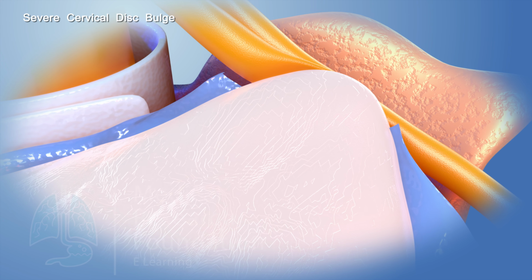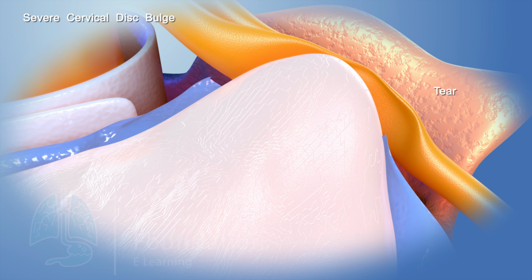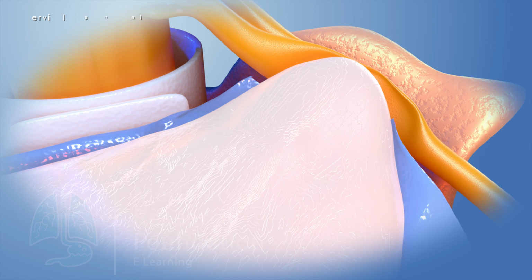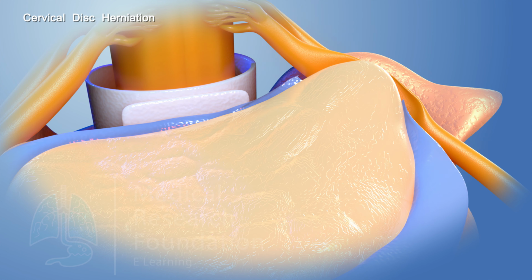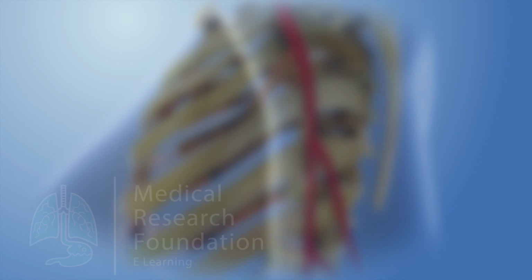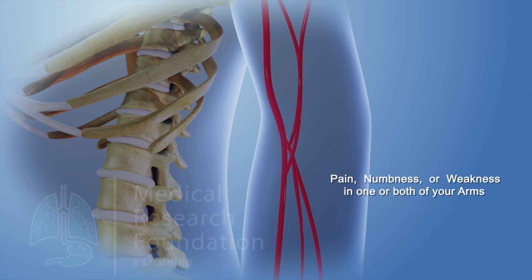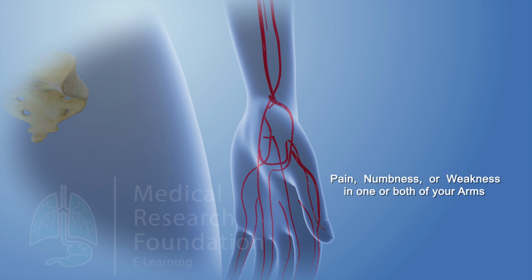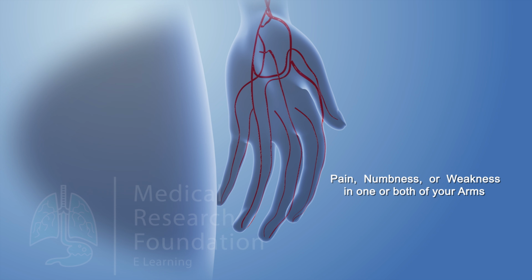Severe cervical disc injuries can tear open your annulus fibrosus. Pressure from your vertebrae may force the nucleus pulposus out of the torn annulus, causing a disc herniation. A herniated disc can impinge your spinal nerves or spinal cord, interrupt normal nerve signals, and cause symptoms such as pain, numbness, or weakness in one or both of your arms.